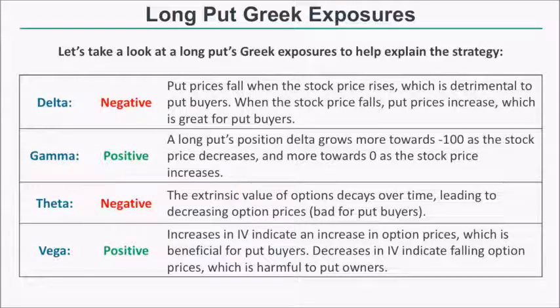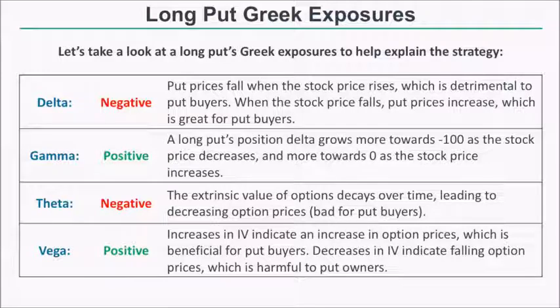Now the gamma of a long put position is positive. That means when the stock price decreases, we're going to subtract gamma from the option's delta. Since the delta is already negative, if we're subtracting a positive number from a negative number, we're going to get an even more negative number. So the combination of negative delta and positive gamma tells us that as the stock price decreases, the long put's position delta will grow more towards negative 100, so more towards a short stock position of 100 shares. And as the stock price increases, the position delta will approach 0.